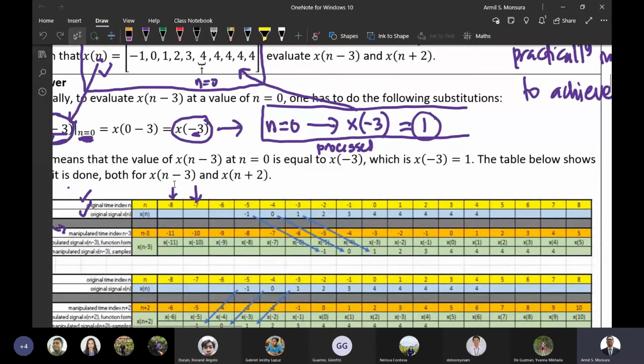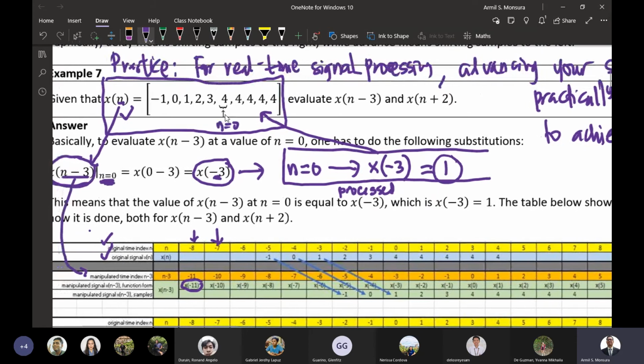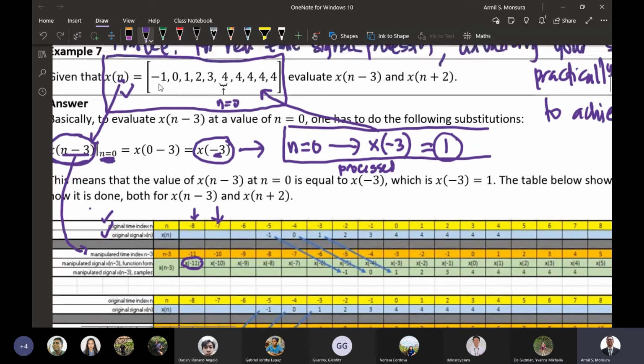Okay. So ibig sabihin, gagamitin natin itong manipulated time index ninyo para mahanap natin kung ano dapat yung signal value at this particular point in time. So in this case, ang lumalabas na signal value nyo dapat is yung x of -11 nung original signal niyo. Okay? And from here, what is x of -11 nung original signal niyo? So medyo malayo na siya kasi if this is n equals 0, then ang x of -11, malayo pa. In fact, dulo niya kasi is x of -5 eh. So ito yung x of -5 niyo.